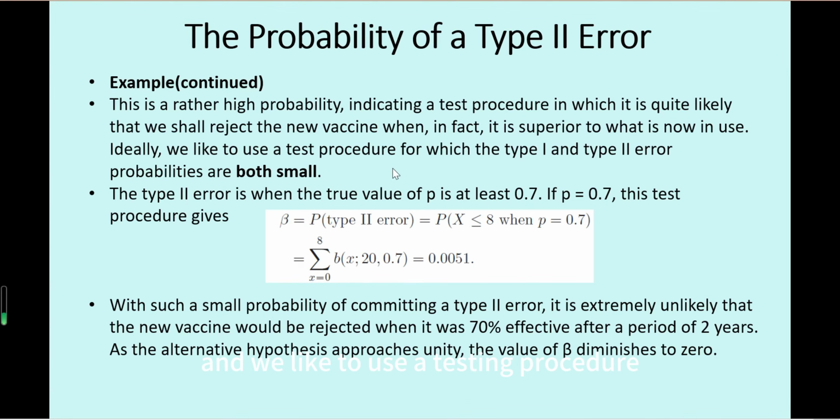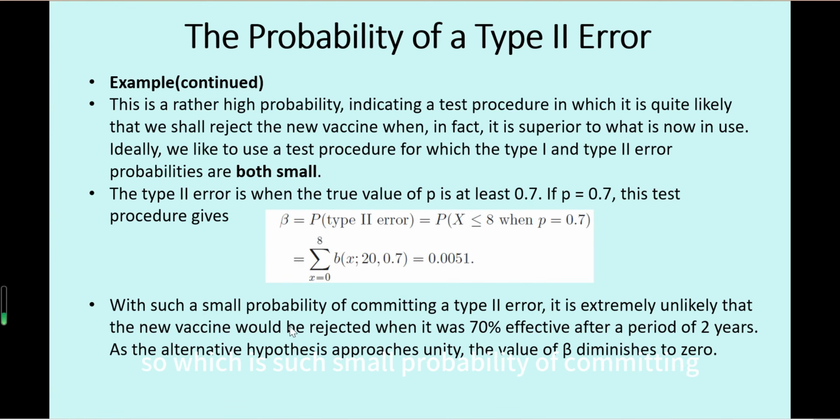And we like to use a testing procedure for which the type 1 and the type 2 errors are both small. And of course, we cannot get both errors to 0. We will not go into detail here, but it is not possible to get both very, very small. If in this example we set the real or alternative p to 0.7, and calculate again for x less than 8 from a 20 random sample, then the beta is quite low. So this is the ideal size.